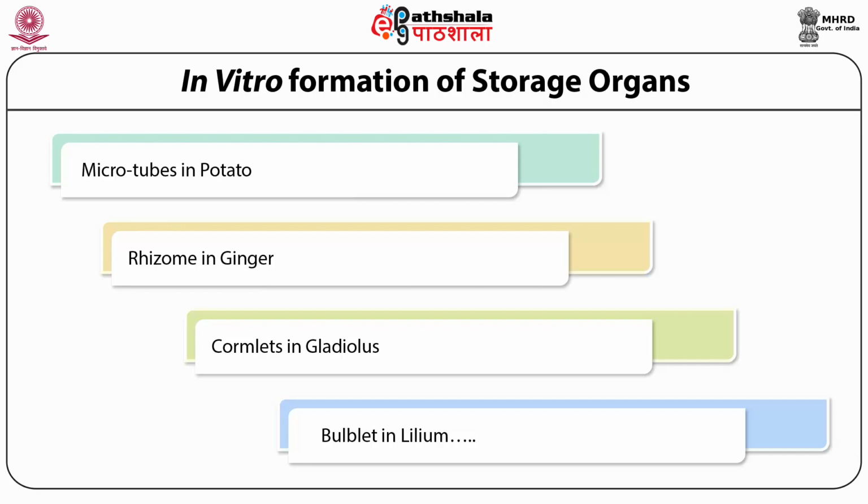What you'll notice over here is that in all these cases your storage organs are underground, and any storage organ which is underground will attract a lot of microbes while it is being propagated. So over here everything is done under aseptic conditions. So supply of disease-free planting material, which is the major objective of micropropagation, is achieved.